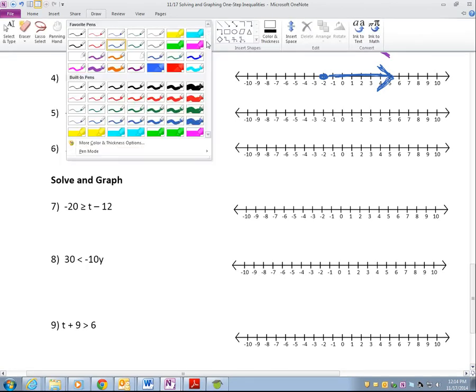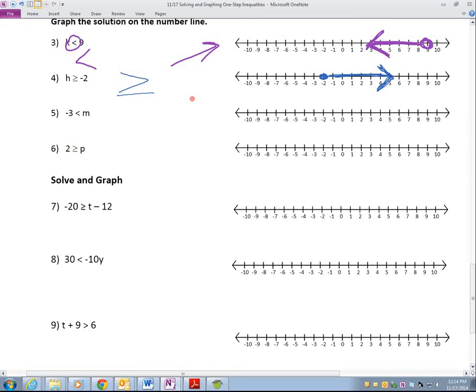Okay, let's do this one. We have negative 3. So first thing I'm going to do is I'm going to circle negative 3. Then it's not an equal to situation. But what did I tell you about where the variable has to be? Where is it? The variable, it's going to go to the right.